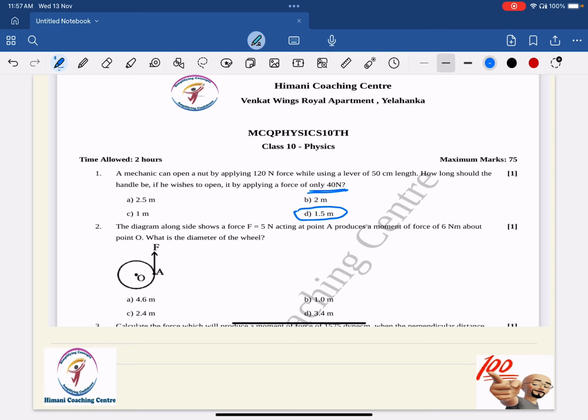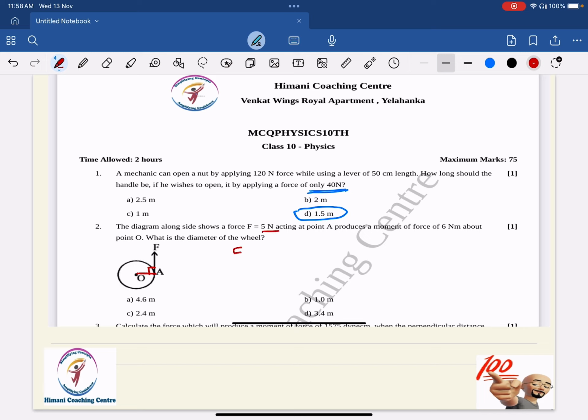It says the diagram alongside shows a force of F 5 Newton acting at point A, and it produces a moment of force of 6 Newton meter about point O. Now understand, this is the point O which is fixed, and the perpendicular distance between this point and line of action of force is OA, which is the radius. Okay. So we can find the radius by doing what?